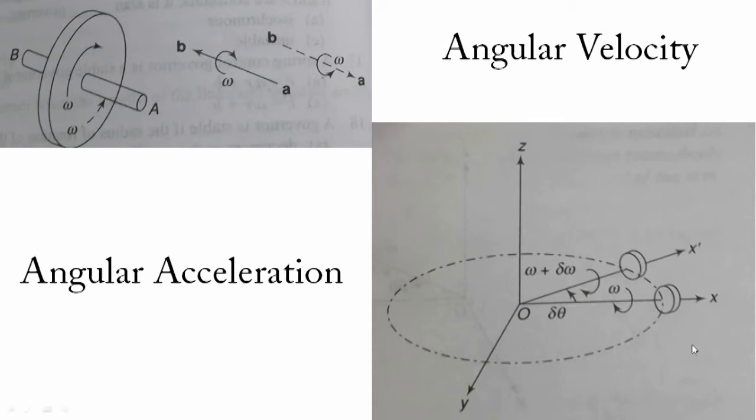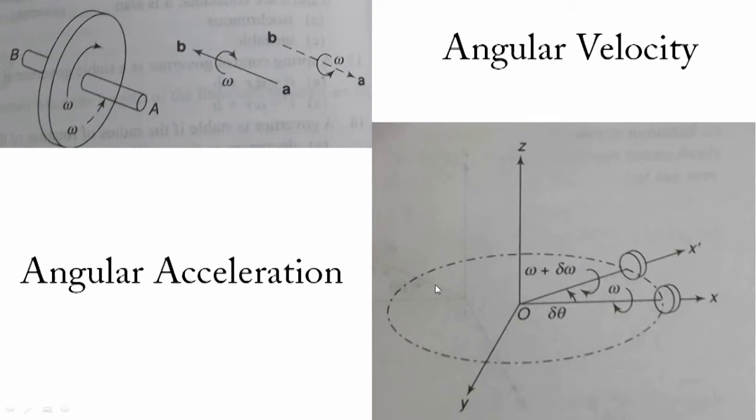When the rotor was rotating on the x axis, the speed was omega, and when the rotor is rotating on the x dash or x prime axis, it is rotating at a somewhat higher speed than the previous position, meaning delta omega. So the angular velocity over here is omega plus delta omega. After a small time delta t, the axis has moved through angle delta theta at a higher speed, omega plus delta omega.